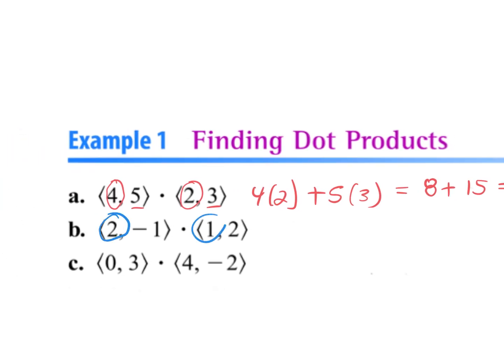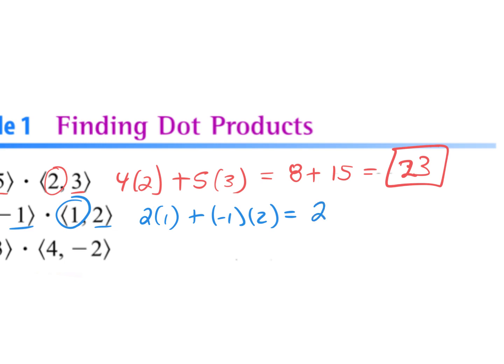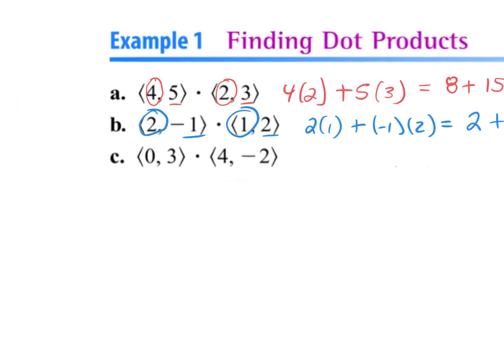Let's do the second one. First times the first. What's 2 times 1? 2 times 1 is 2, plus the second times the second. So I have -1 times 2. So I have 2 plus a -2. What does that give me? 0. Do you think there's something special when the dot product is 0? Probably. Yeah, we'll talk about it in a second. And then let's look at the last one.